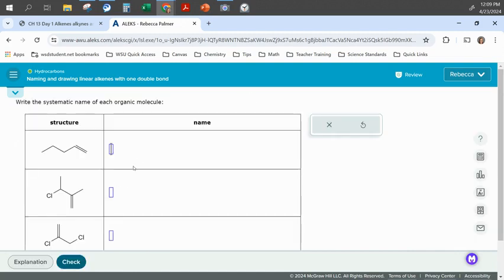Okay. How are we doing on the naming? Should we do this one? This one's the skeletal structure naming. We're good. What do you want to do? One more of these? Okay.